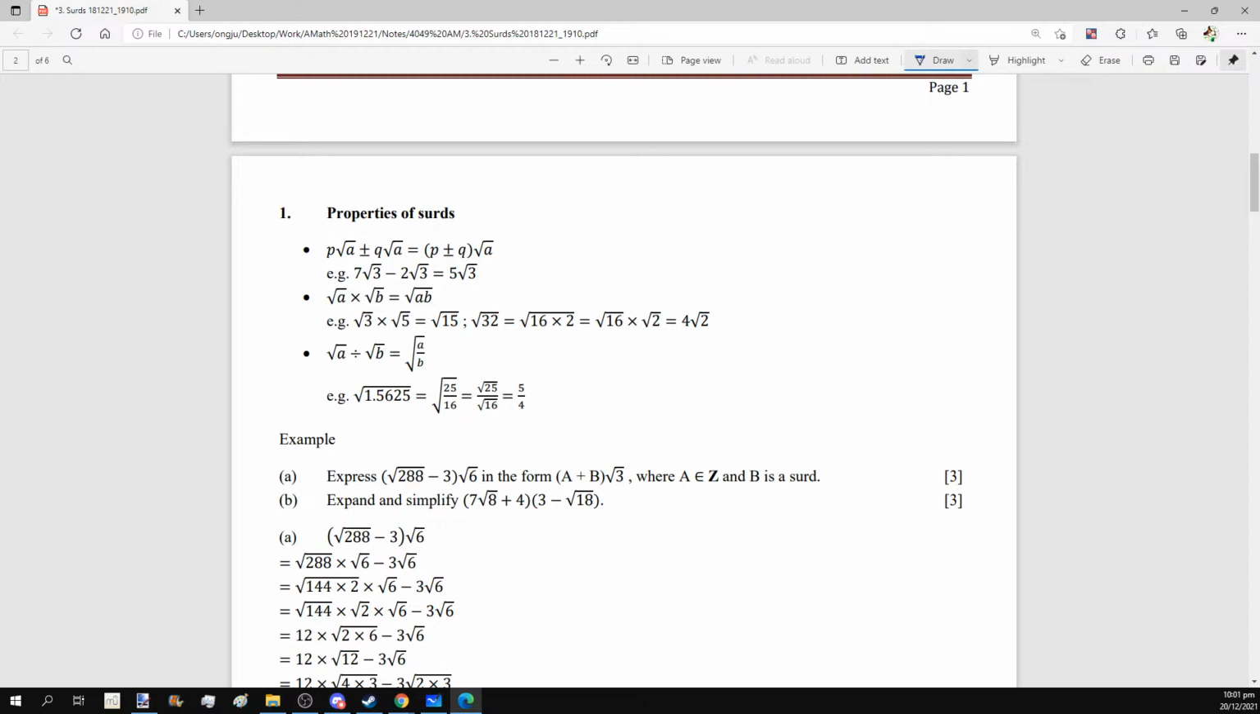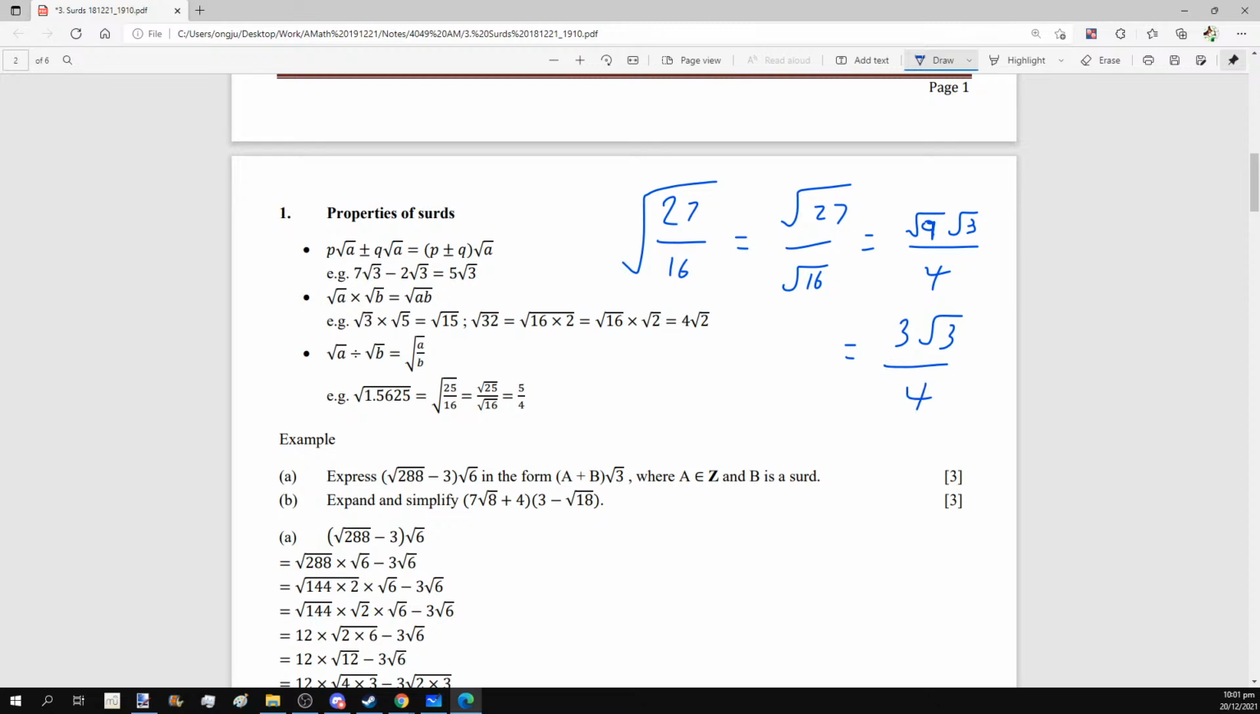Okay, so similarly, division itself can undergo this same process. For example, if I have 27 over 16 and the whole thing suffers from a square root, we can split it apart into root 27 over root 16. The denominator naturally turns to 4. The numerator is a little more funny because I can further split it. 27 is equal to 9 times 3, allowing me to split it apart into 2 more square roots. And then we get this following simplified result.